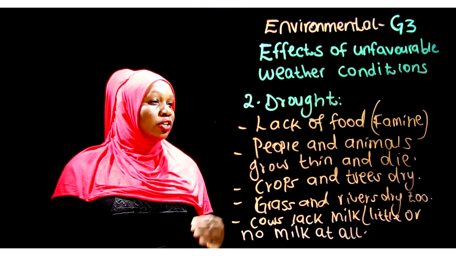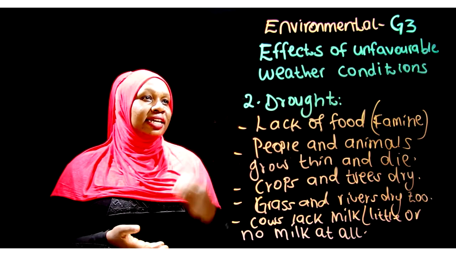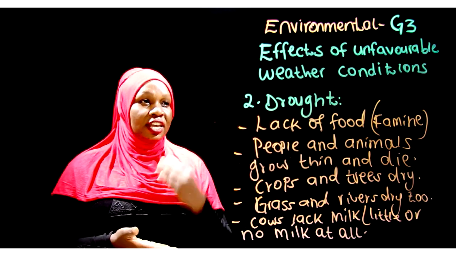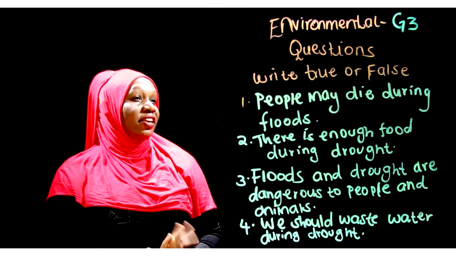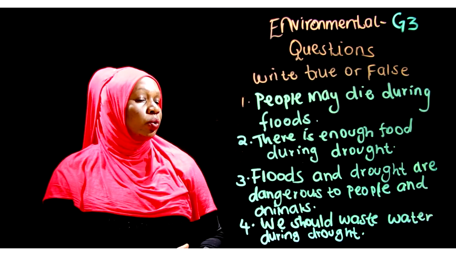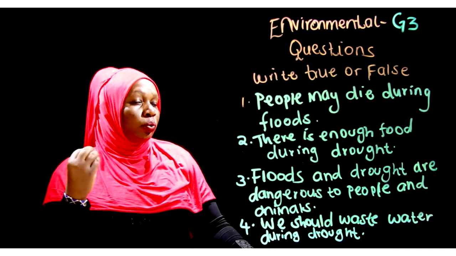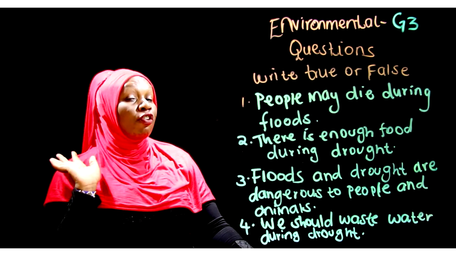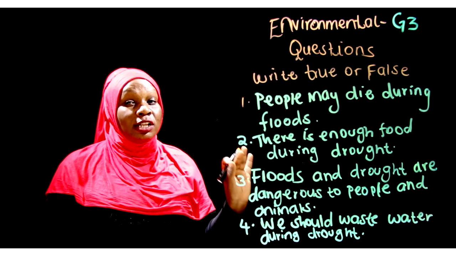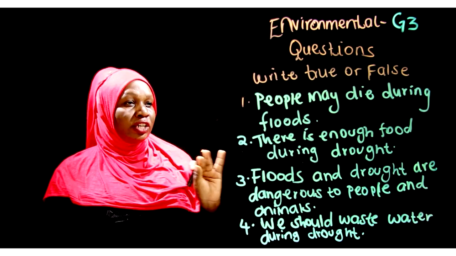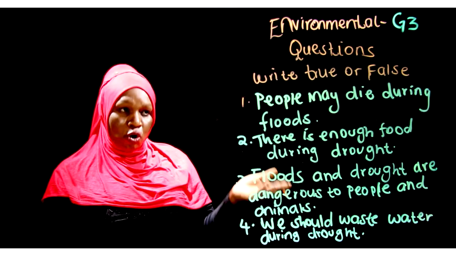Then after this, now you're going to have an activity where you will answer very simple questions that are concerning effects of unfavorable weather conditions. So having looked at the effect of unfavorable weather conditions, I would like you to answer these questions. So the questions are, you either write true or false. Remember, we say true if it is yes, and we say false if it is no. So you're going to either write true or false, or say yes or no.